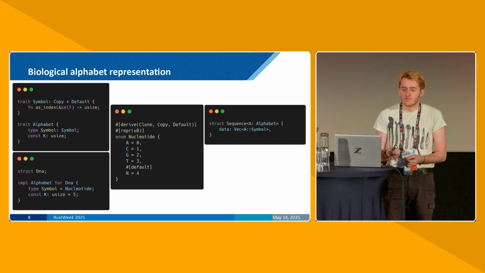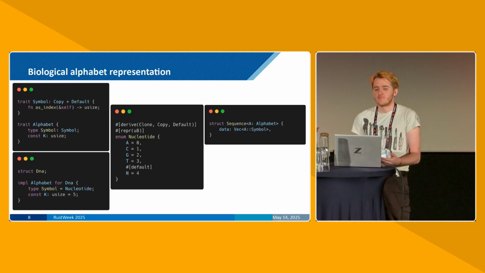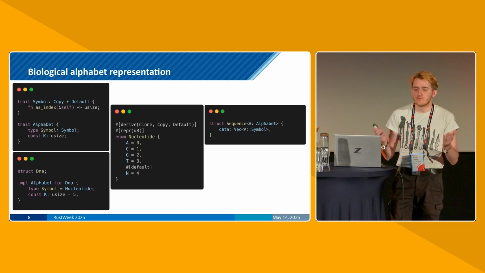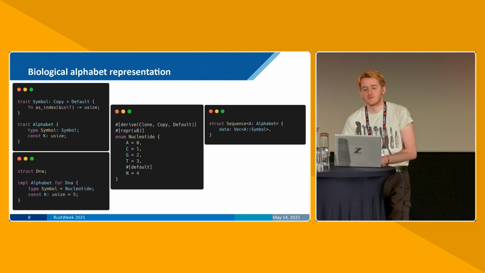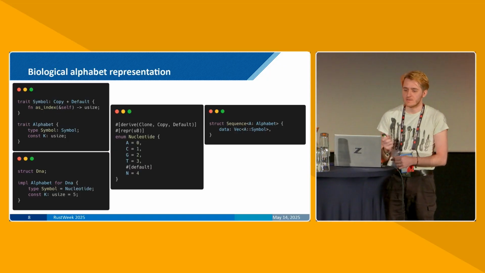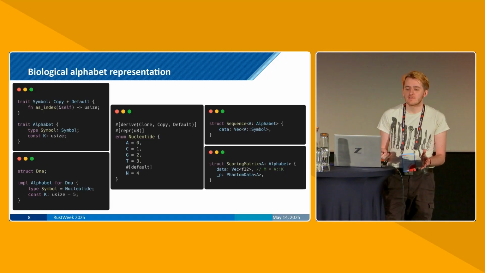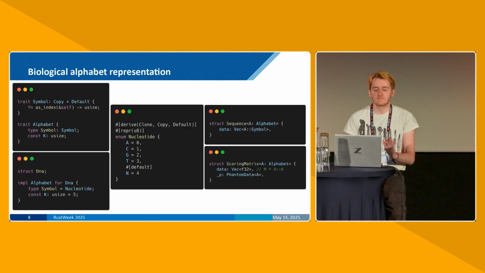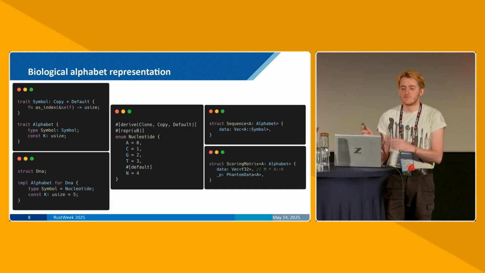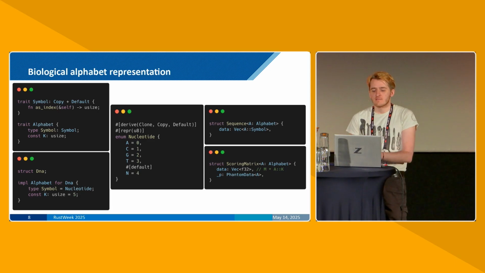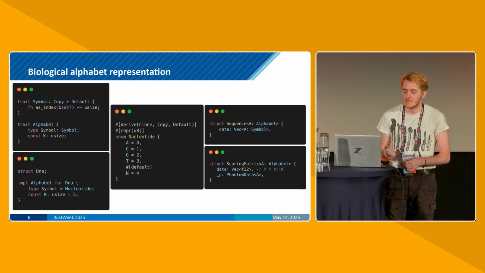That means my sequence now, instead of being a vector of bytes or a string, is a vector of alphabet symbols. So I'm generic over the alphabet in my sequence type. I'm also generic over the alphabet in my scoring matrix, but for now it doesn't really come into account. It's just used as a marker. I'm saying this scoring matrix was made for that alphabet.